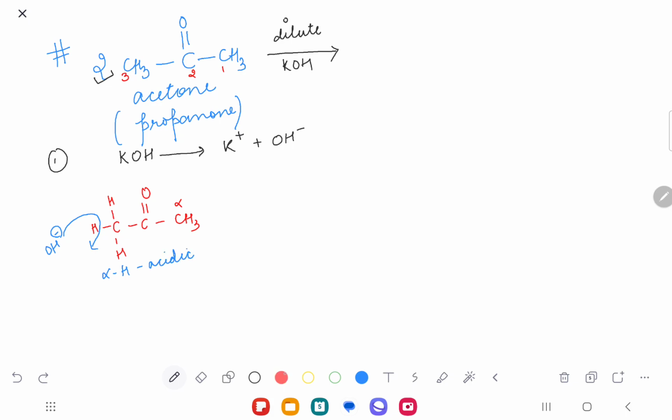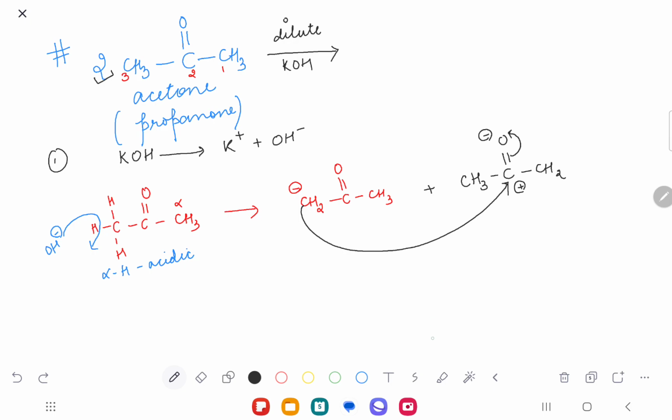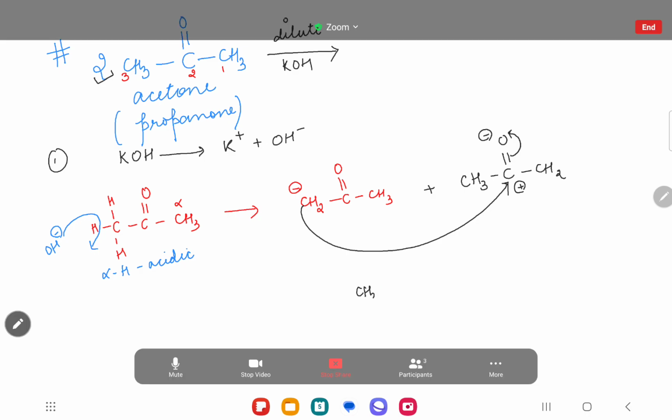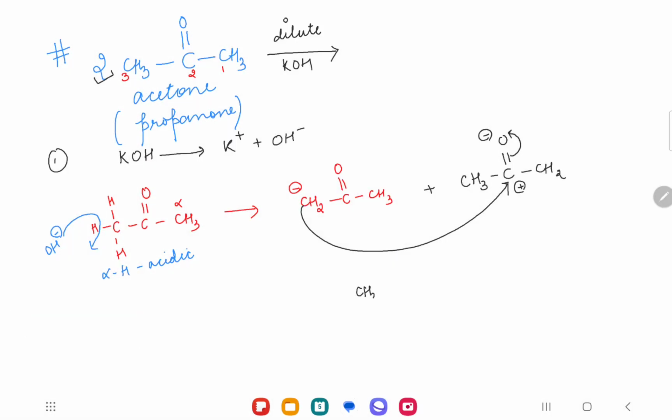And when it is acidic, my red ketone shall become CH2 negative, C double bond O and CH3. Then it is going to attack the second ketone molecule, the black ketone molecule. The CO bond opens up, C acquires a positive charge, O acquires a negative charge, and this negative attacks the positive end. The CH2 negative attacks the C plus. So what shall be the product that is going to be formed? The black molecule shall be CH3, C, what shall it be?